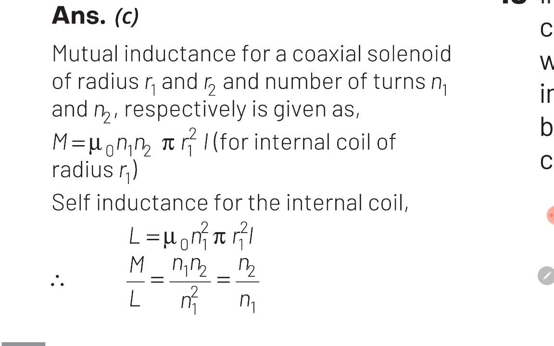Apart from this, we also need to use the formula of self-inductance of the inner coil. Guys, self-inductance of any solenoid is given by the formula mu naught n square A L. Guys, for the smaller solenoid, this formula will become L is equal to mu naught N1 square into pi R1 square into L. Now guys, we have the formula for mutual inductance and the formula for self-inductance as well. We will divide these two formulas and on division all terms will cancel out except for N2 and N1. So the final answer will be M upon L is equal to N2 upon N1.